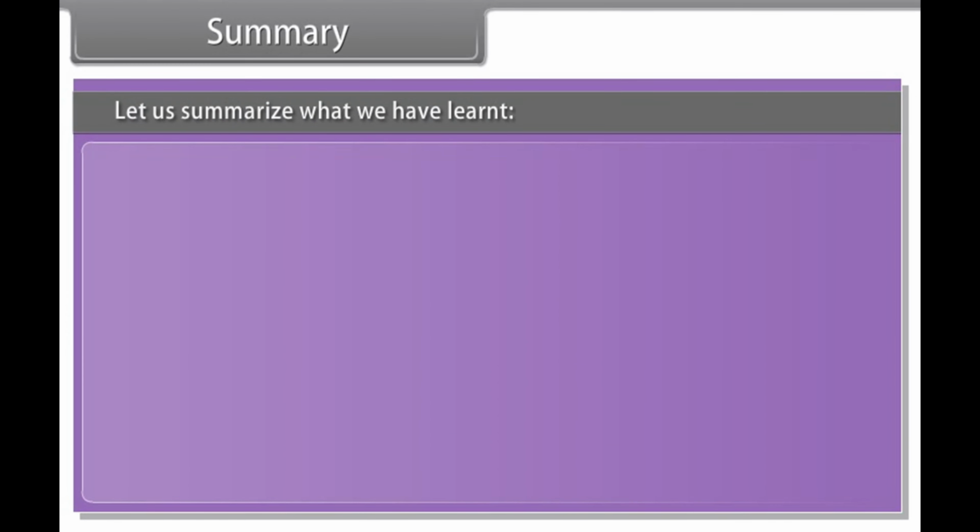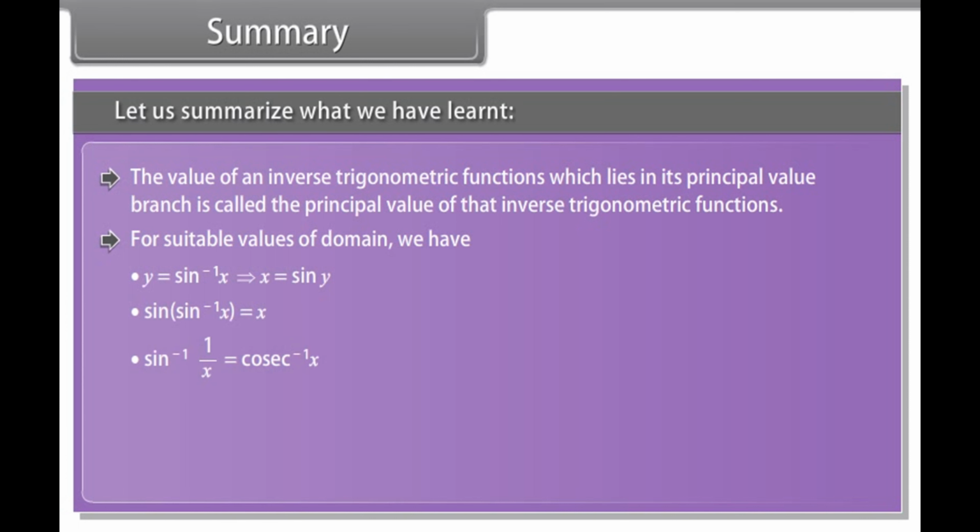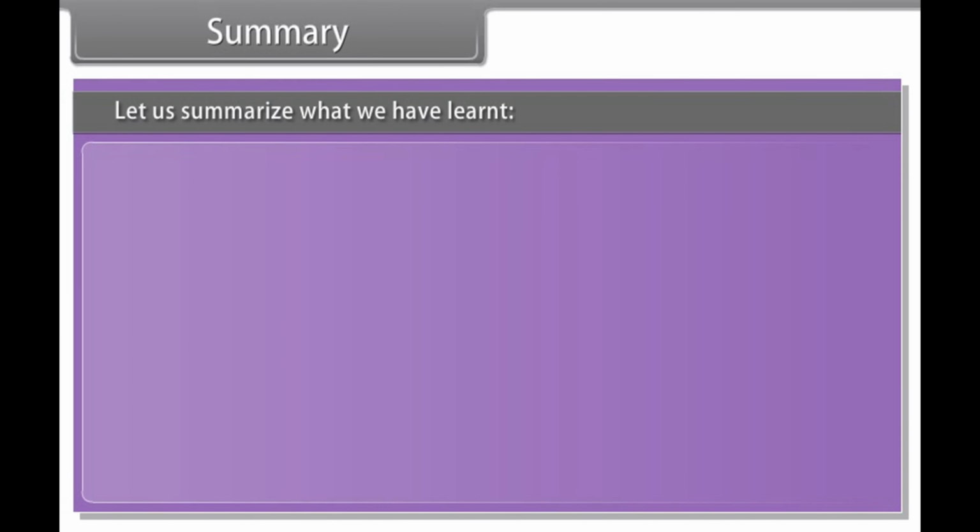Let us summarize what we have learnt. The value of an inverse trigonometric function which lies in its principal value branch is called the principal value of that inverse trigonometric function. For suitable values of domain, we have the following formulas.